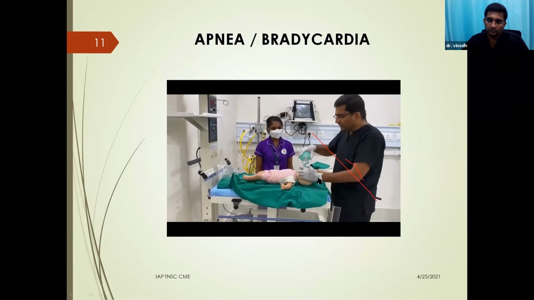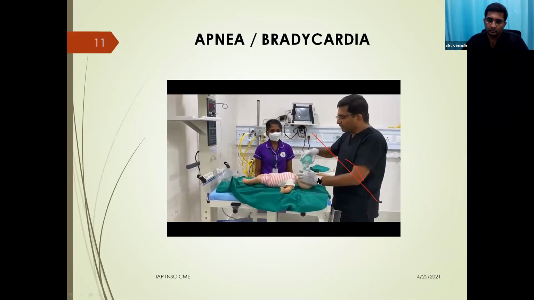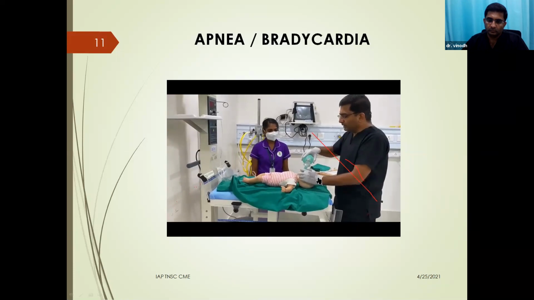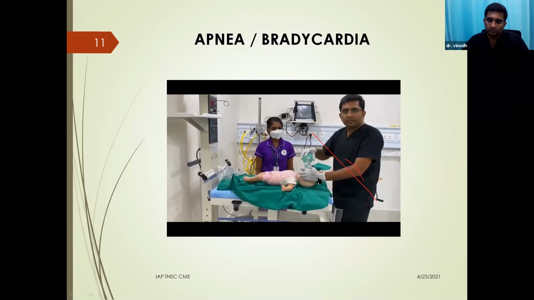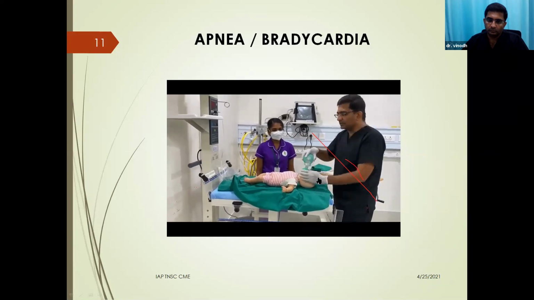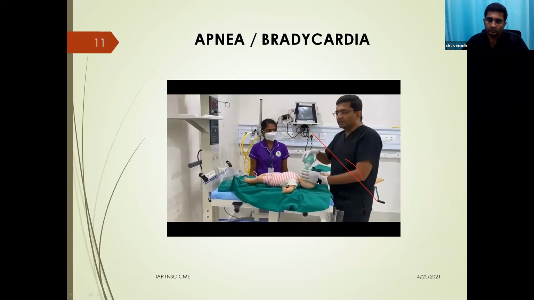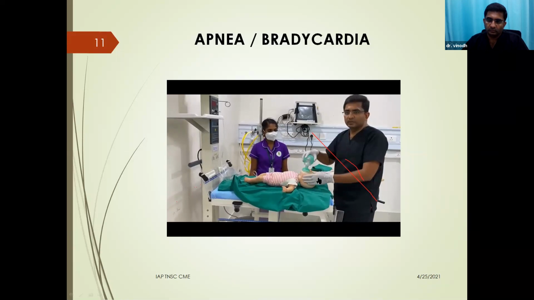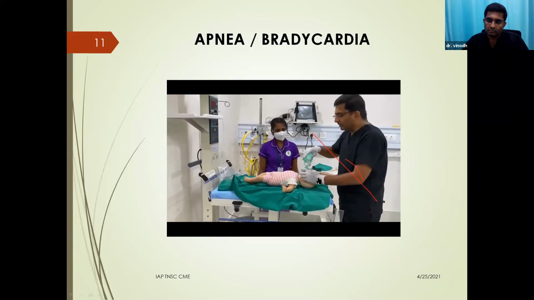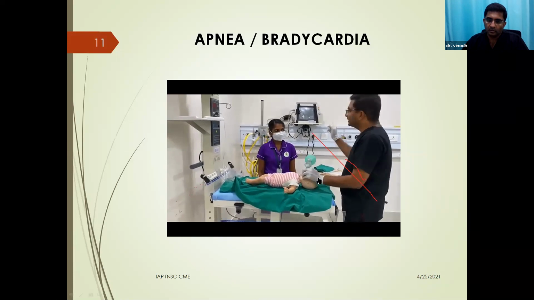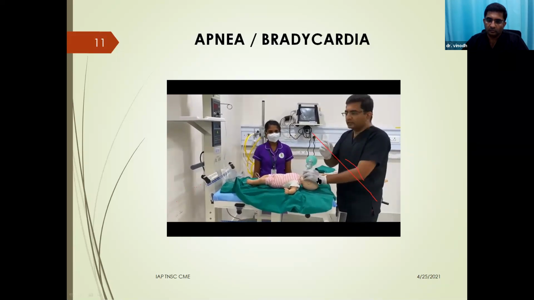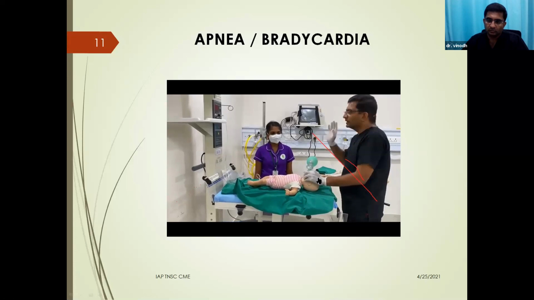We need to give in the sequence of breathe, 2, 3, breathe, 2, 3, and look for the chest rise. So we have started positive pressure ventilation. How to look for the response? First give 15 inflations: breathe, 2, 3, breathe, 2, 3, and look for the rise in heart rate. The best indicator that we are properly ventilating the lung is the rise in heart rate.